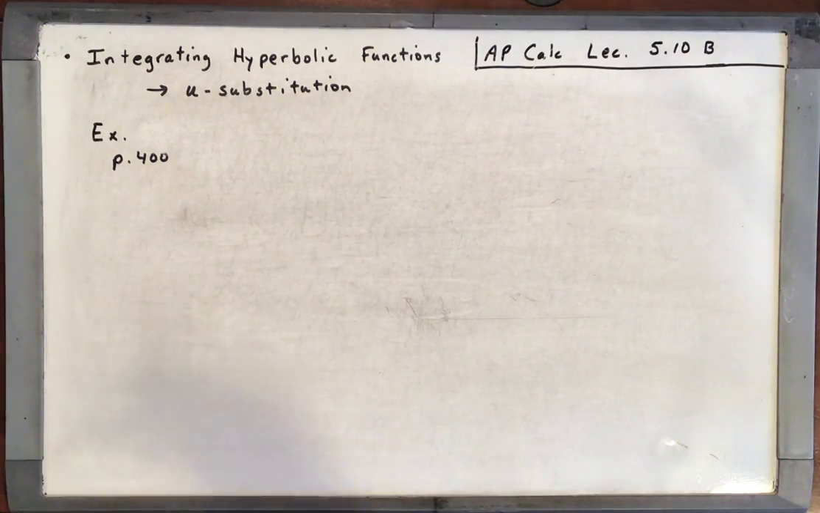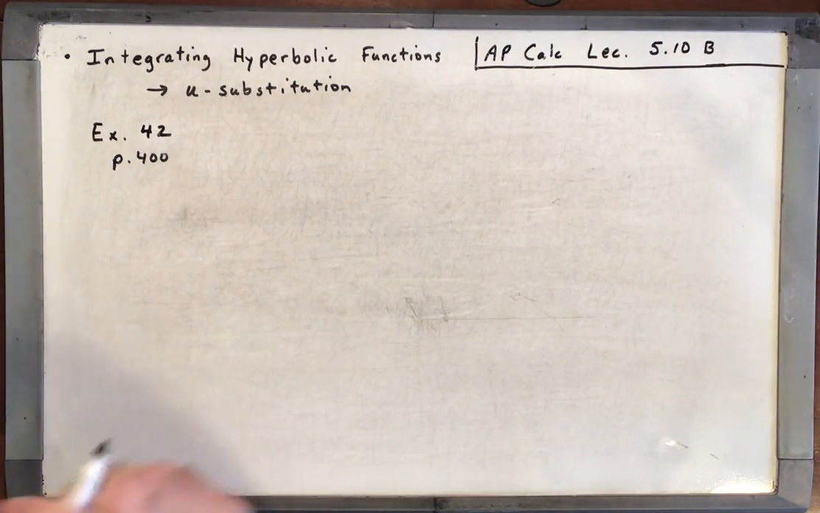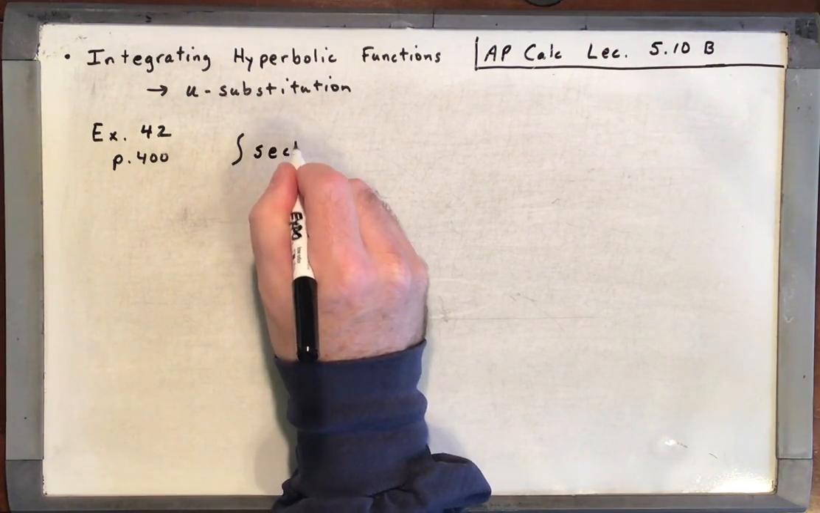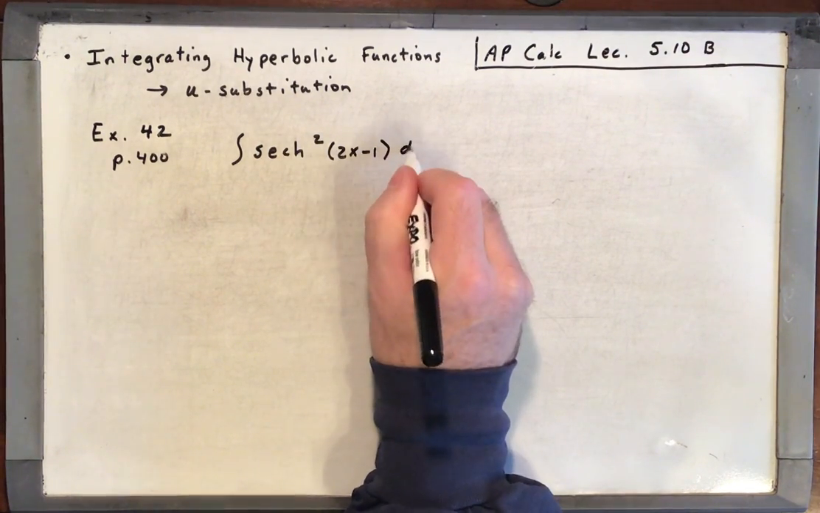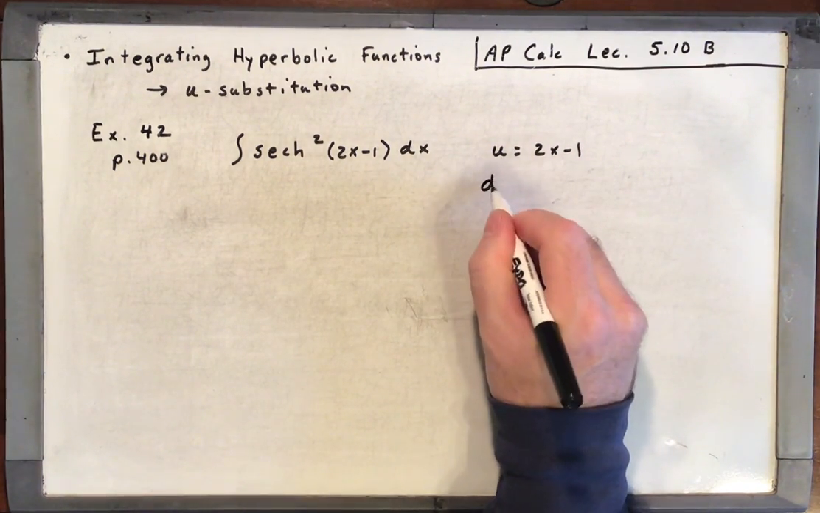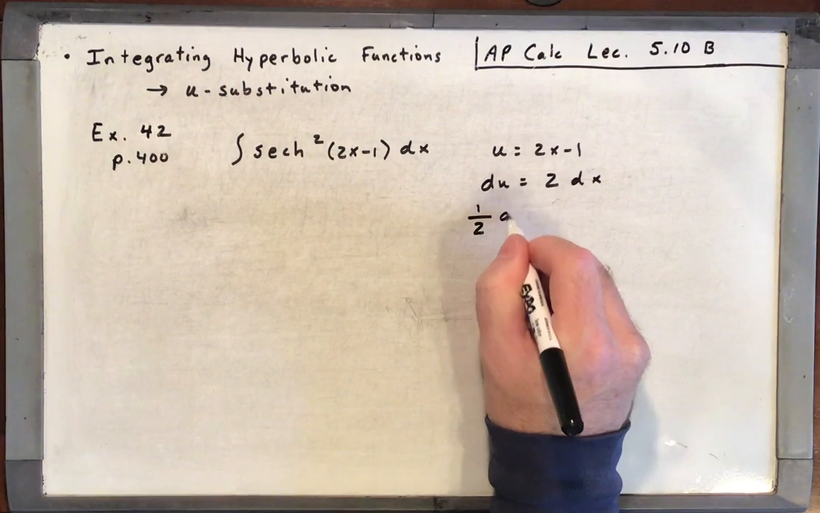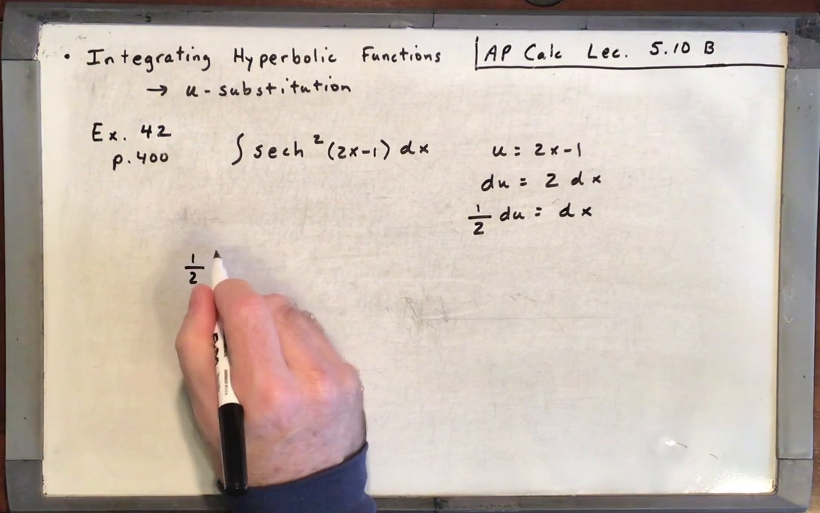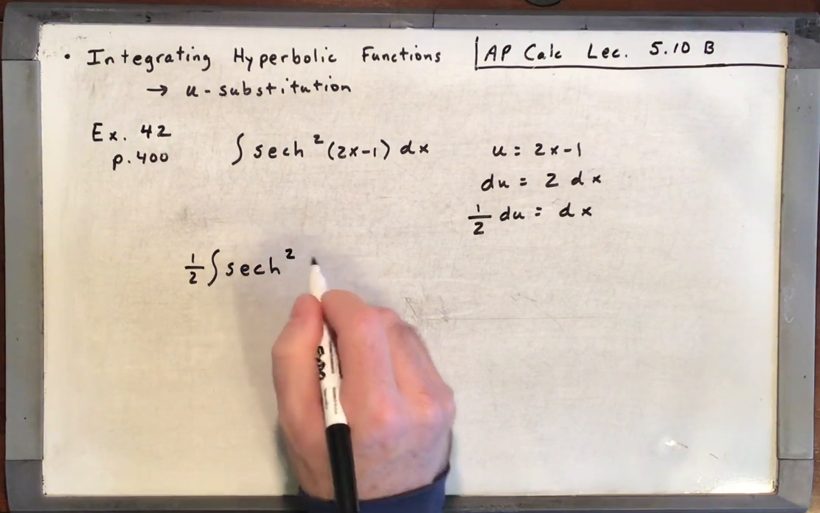Okay, this is example 42. All right, and that is take the antiderivative of hyperbolic secant squared of 2x minus 1 dx. So we'll let u be 2x minus 1. Du is just going to be 2 dx. So half of a du is equal to dx. So we'd have 1/2 out front. Take the antiderivative of hyperbolic secant squared of u du.